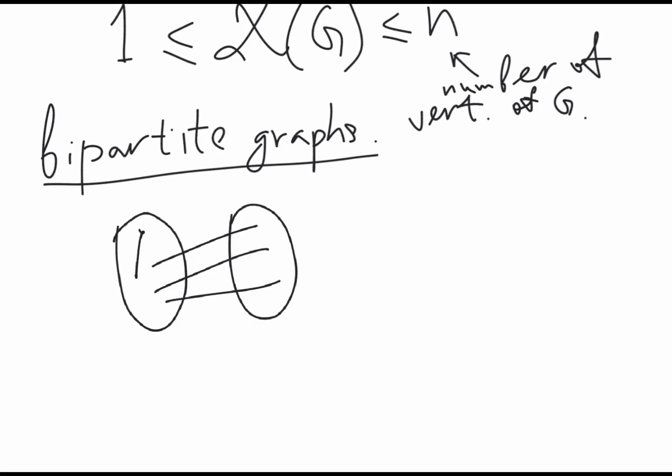Such edges inside a set are prohibited, and all edges are only between the sets. Notice that this exactly means that the graph is 2-colorable. A bipartite graph is the same as 2-colorable.